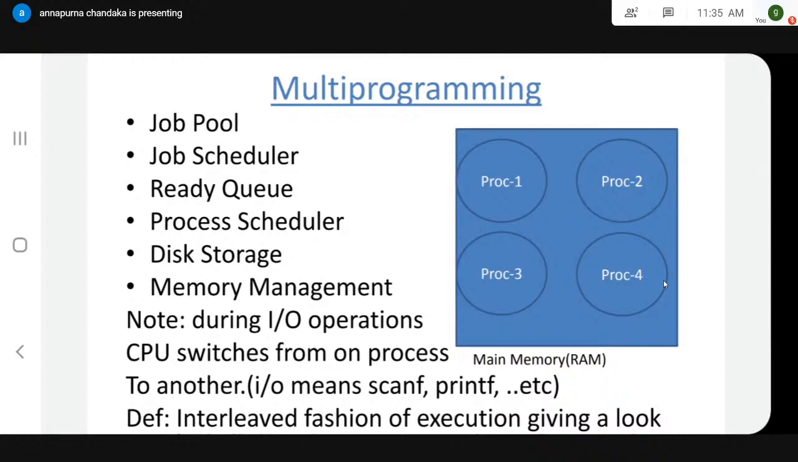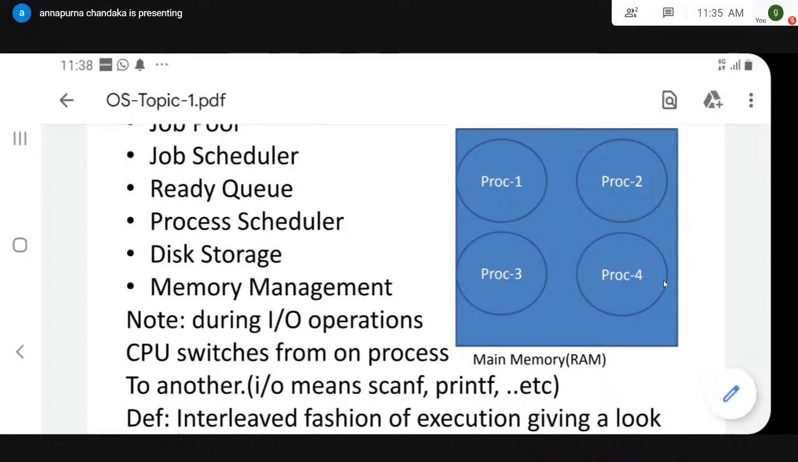What is a job pool? The set of all jobs which reside in the secondary storage device, which are ready to come into main memory. A job pool is simply defined as the set of jobs which reside in the secondary storage device, ready to come into main memory.